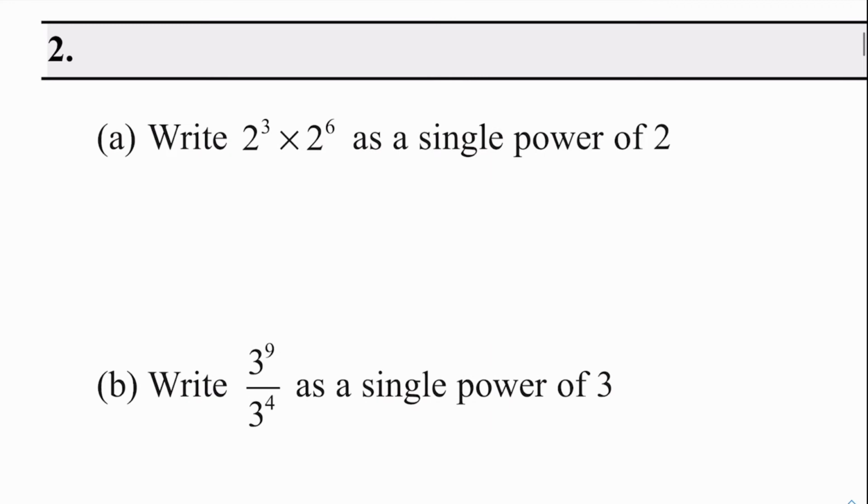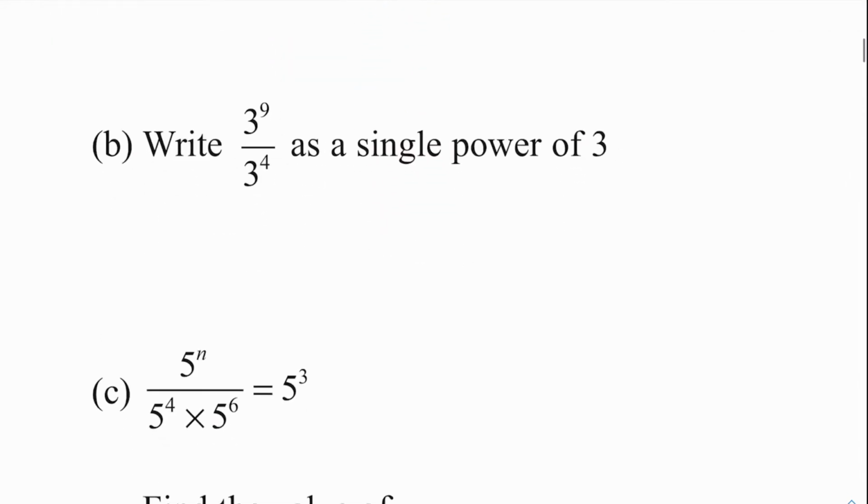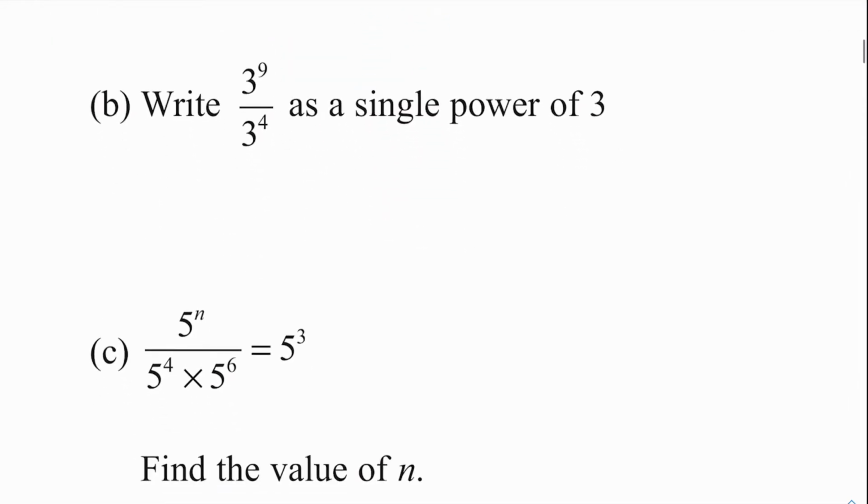Okay, question 2a. It's the same rule again, the multiply rule. So we just add the 2 powers together this time. If my pen wants to work, there we go. So this is equal to 2 to the power of 3 plus 6, so 2 to the power of 9. Okay, part B, I'm going to rewrite it in this format just so that it's really clear what we're doing. This time it's divide, so we need to subtract the 2 powers, so this is equal to 3 to the power of 5. Really simple.